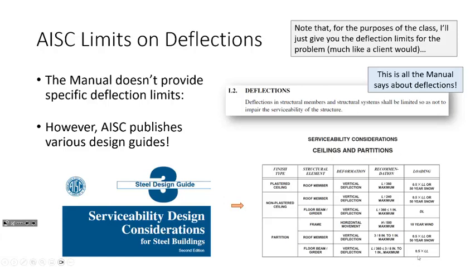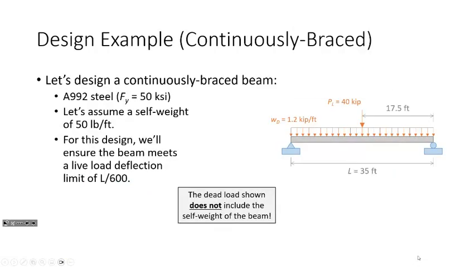But one of the reasons that they aren't codified in the manual is that the steel industry's take on this is they want to allow the flexibility for clients to specify deflection limits themselves. And I get that. Honestly, I kind of wish that there were just some limits in the manual to go off of, but I'm probably not going to win that argument anytime soon. What that means for the purposes of this class is that whenever we're looking at a problem, I'm just going to give you the deflection limits for the problem, much like a client would have to, because that's how it is in the real world. So with that, this is going to be the problem that we look at today.